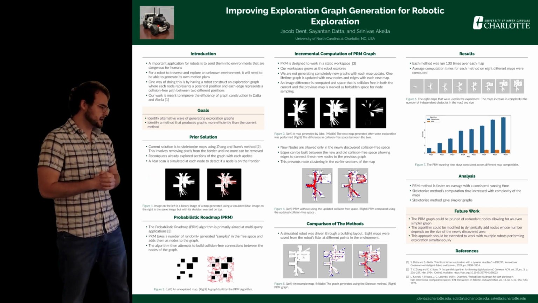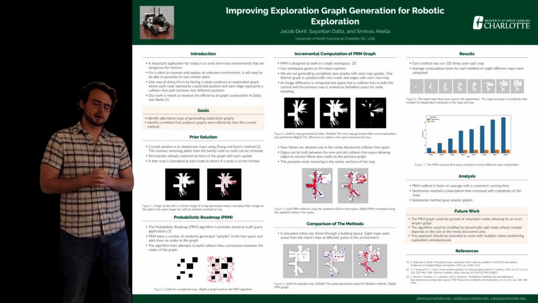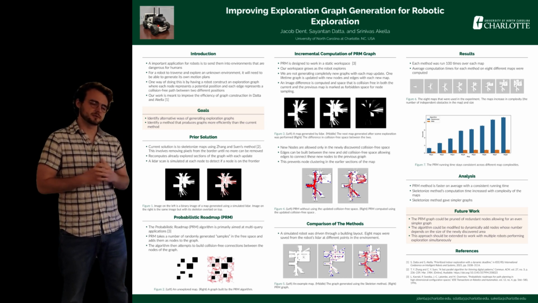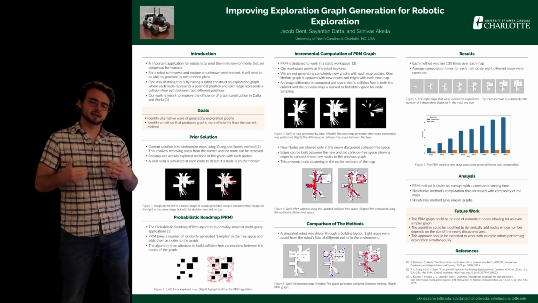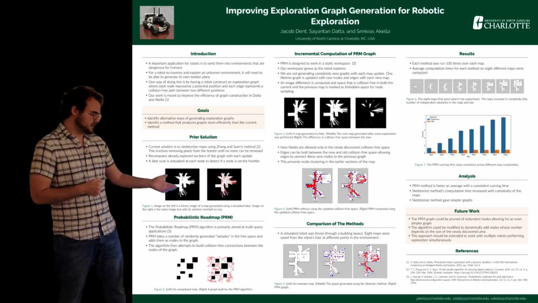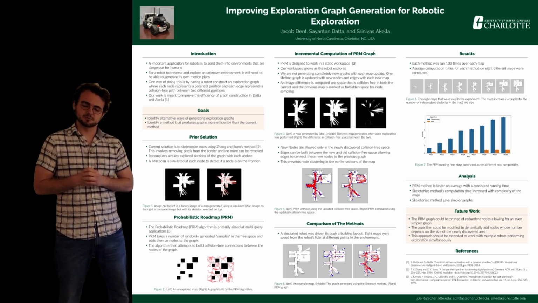We propose in this work an alternative way to building these exploration graphs is by using something called probabilistic roadmaps, or PRM for short. The PRM algorithm is a sampling-based algorithm designed for static workspaces. However, with a few modifications, we can get it to work for the application we have here for exploration.